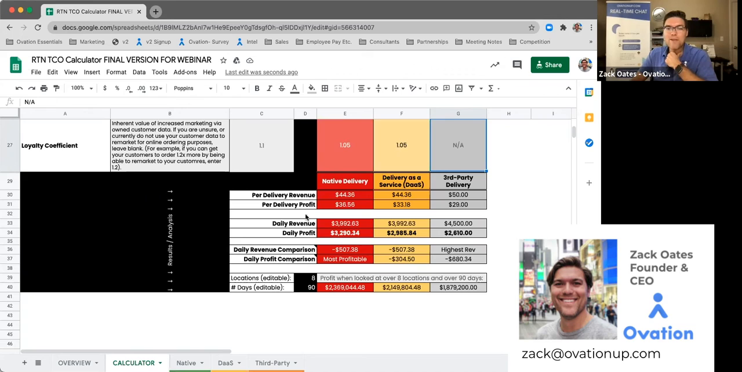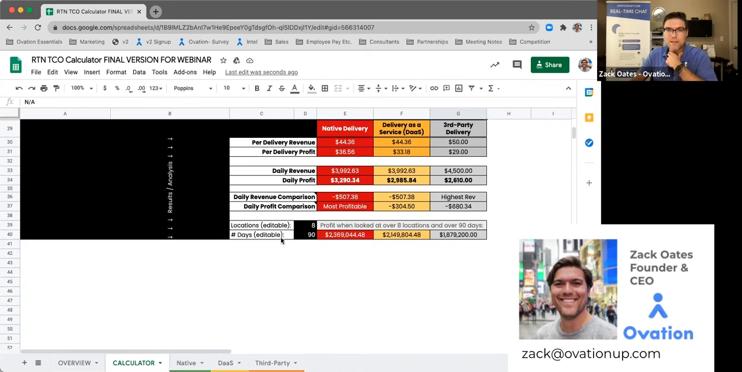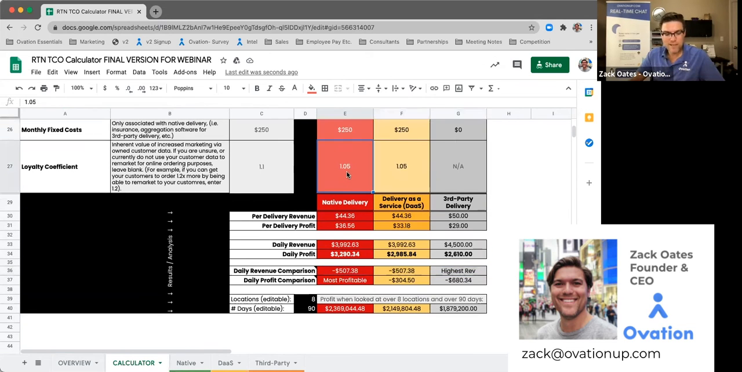And then we have the revenue and profit comparison, where this is going to look at, given these numbers, what has the highest revenue. As these numbers change, the highest revenue portion will change up here. So just for example, if I did make that 11, you could see then native delivery becomes highest revenue and most profitable. So these numbers will change dynamically.